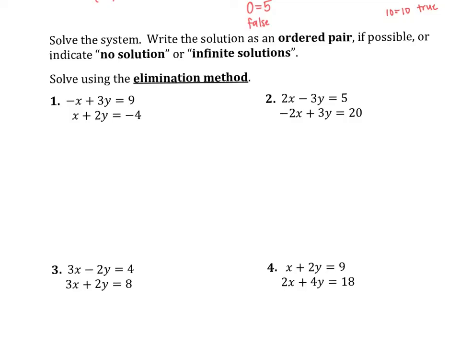Okay, remember, elimination method is when we cancel something. So check to see that things are lined up, the like terms are lined up, and then see if something cancels. Right now I can see the negative x and the positive x are going to cancel, so I'm going to go ahead and continue with my elimination step. Negative x and positive x cancel. 3y plus 2y is 5y. 5. Let's solve for y, and then we'll go back and get x.